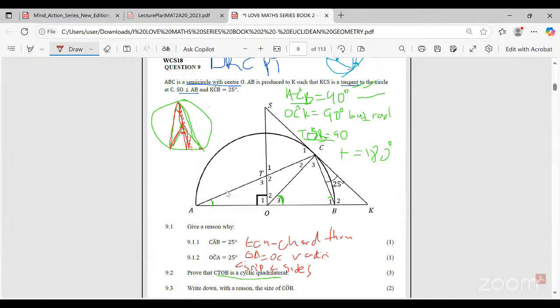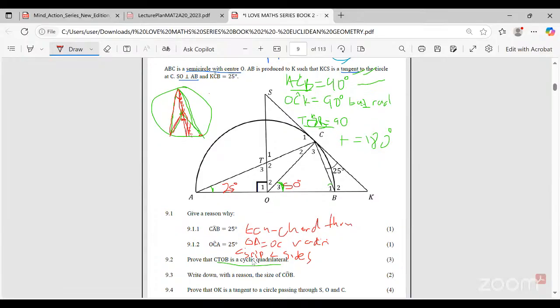Does it make sense now? Yes, sir. Are you sure? Yes, sir. Therefore, this angle will be 50 if this is 25. Then you are done. Any question? No, sir. Are you sure? Yes, sir. I think I just overcomplicated it in my mind, but I understand, sir.